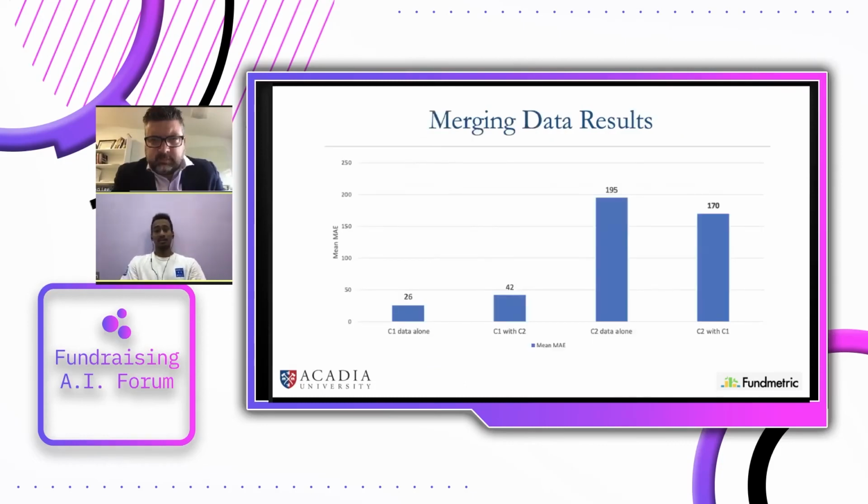And merging data results, which is like combining data across charities, but here we only try to combine data of the same category. As seen, for C1 and C2, the error percentage has increased, whereas for the third and fourth bar graphs, C2 data alone or C2 with C1, the error percentage reduced from 195 to 170, which clearly says that merging data in the same category does help sometimes, and sometimes it does not.